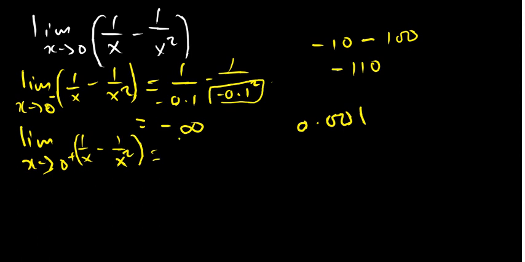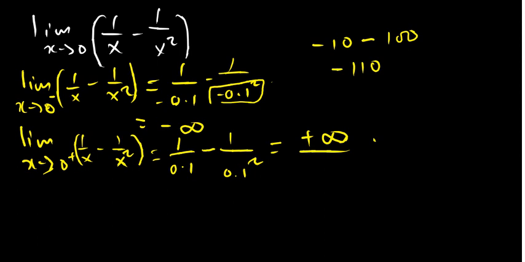Then limit as x approaches 0 from the right side, what are we going to have? If we put positive 0.1, then minus 1 over 0.1 squared, are we going to get negative or positive? It's a positive number. Does this limit exist? It doesn't exist.